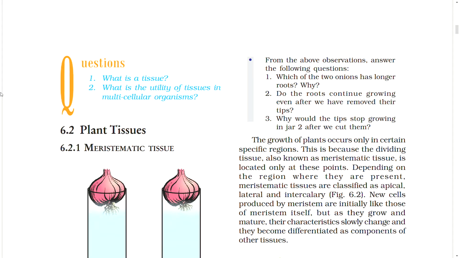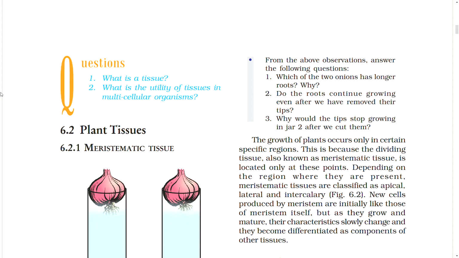From the above observation, answer the following questions. 1. Which of the two onions has longer roots? Why? 2. Do the roots continue growing even after we have removed their tips? 3. Why would the tips stop growing in jar 2 after we cut them?